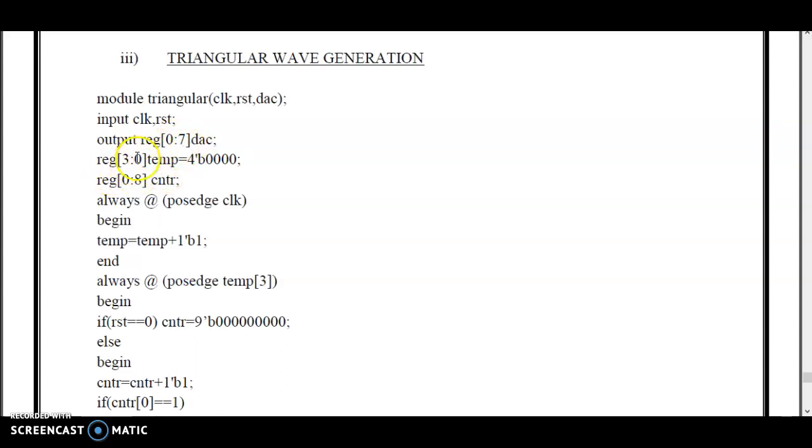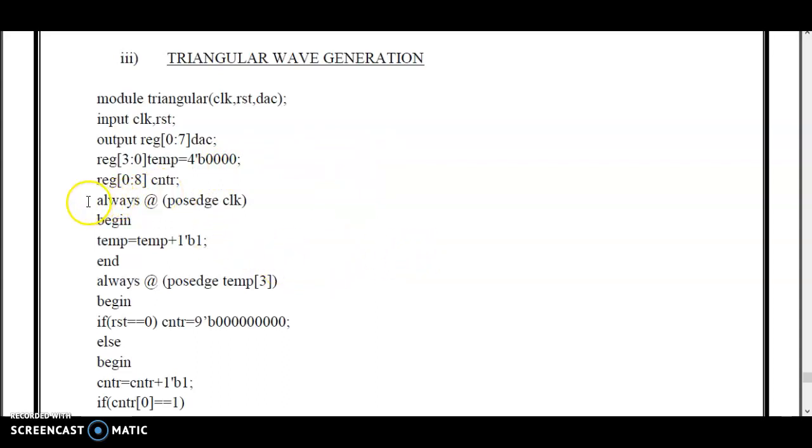Then we have defined a temporary variable temp, which is of 4 bits, which is initialized to 0. Here you see that temp 3, the 3rd bit of temp is MSB and 0th bit of temp is LSB. Right, this is the normal notation. Now again we have defined counter. For counter also we have taken 0th bit as MSB and 8th bit as LSB. So counter is of 9 bits. So counter can count from all 9 zeros to 9 ones.